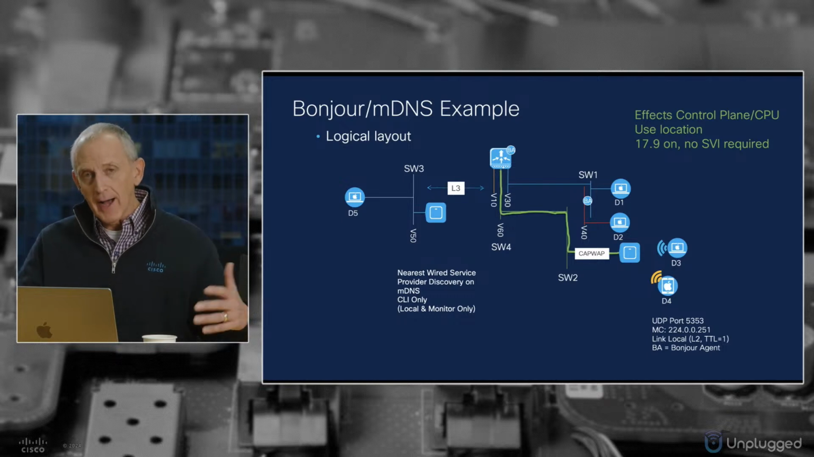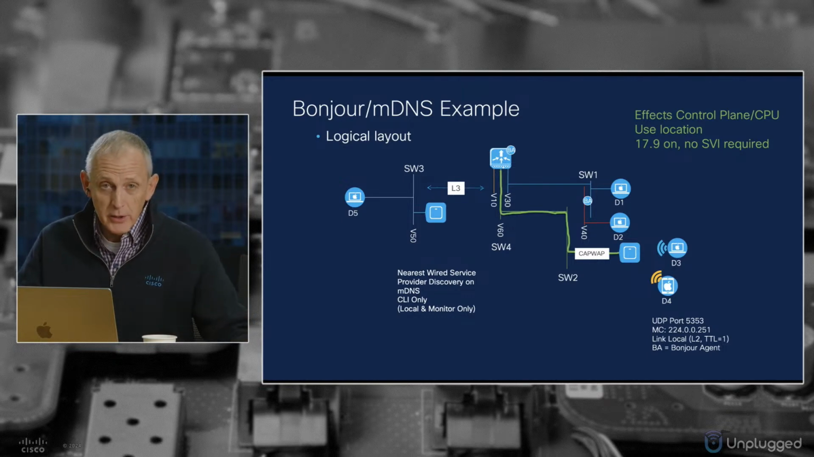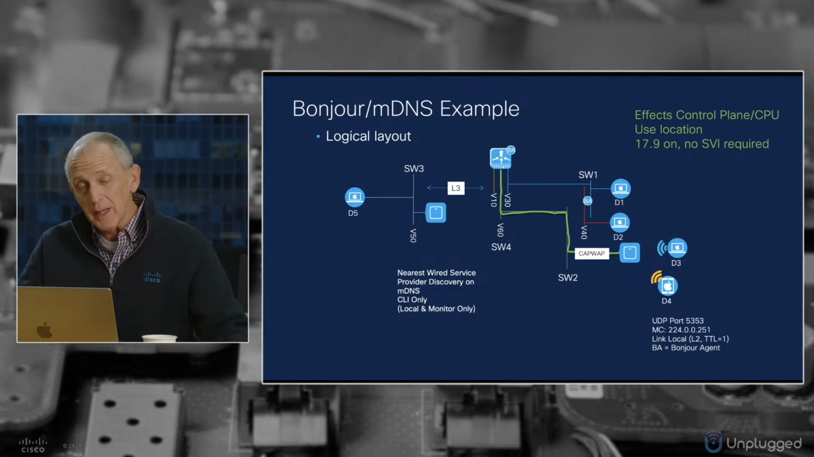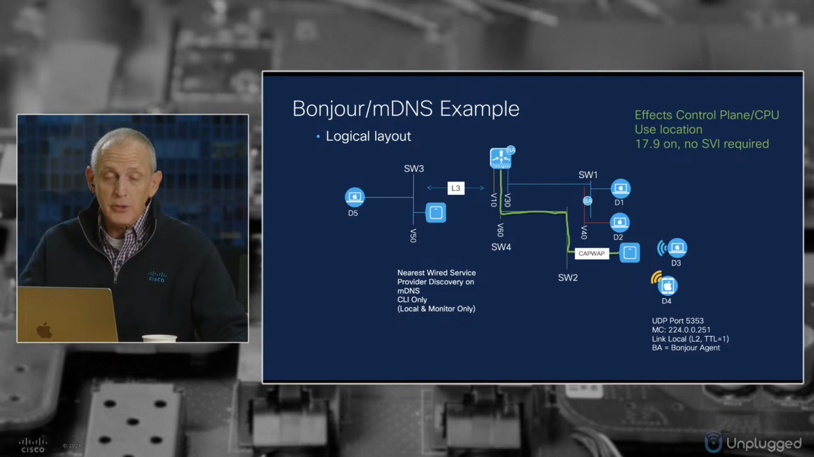Now we have D5, and it's sitting out there on switch 3, which is connected through some layer 3 links, could be multiple hops. What do we do about that? In this particular case, we've got something called an mDNS AP, which is basically just an AP that's running a trunk off the AP and sniffing the VLANs. By sniffing the VLANs, we can pick up the Bonjour services available from D5. And of course, we can also advertise to D5.